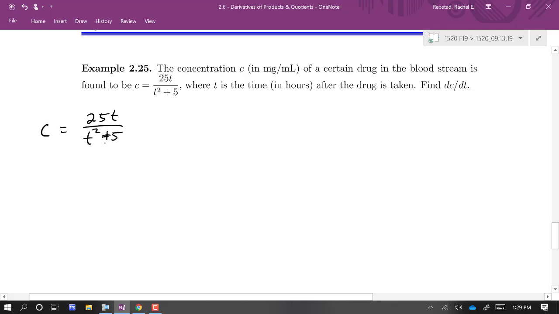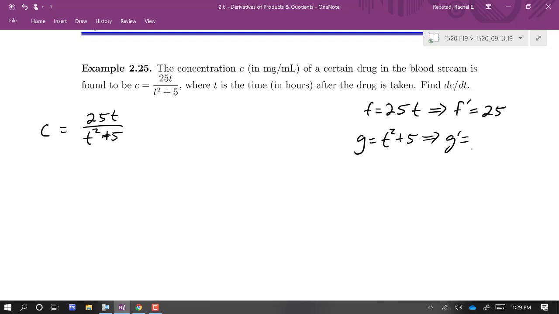The first step in using the quotient rule is recognizing when you need to use the quotient rule. So we're dividing two things. They both have our variable t in them. So our f function on top is 25t. What is f prime? 25. And our g function is t squared plus 5. What is g prime? 2t.